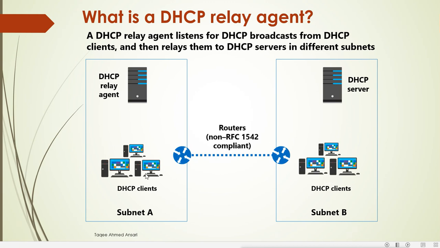Now suppose the DHCP server is located in subnet B and the clients in subnet A want to get the IP address from the subnet B DHCP server. Remember, the communication is broadcast. So if the clients do the broadcast to get the IP addresses from this server located in subnet B, they cannot reach there because the router will not transfer the broadcast. The broadcast will remain in subnet A. It will not go to subnet B, to this DHCP server.